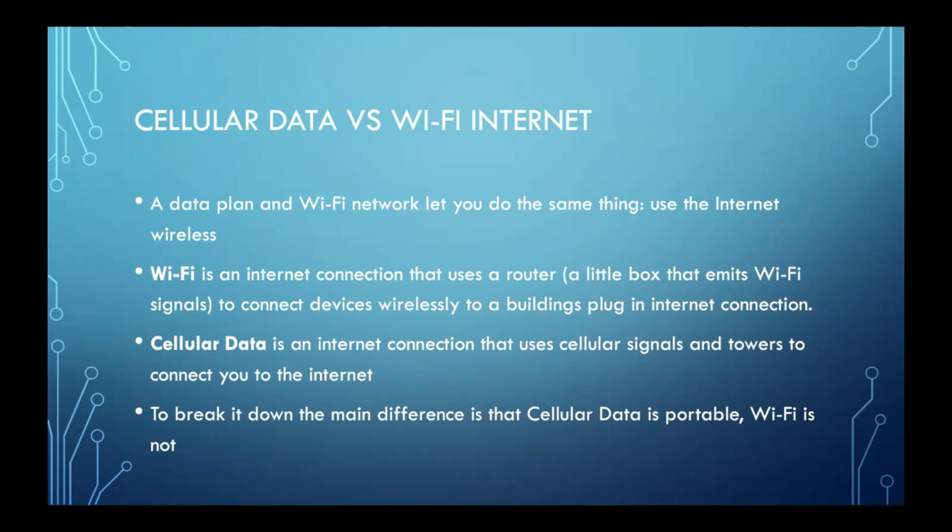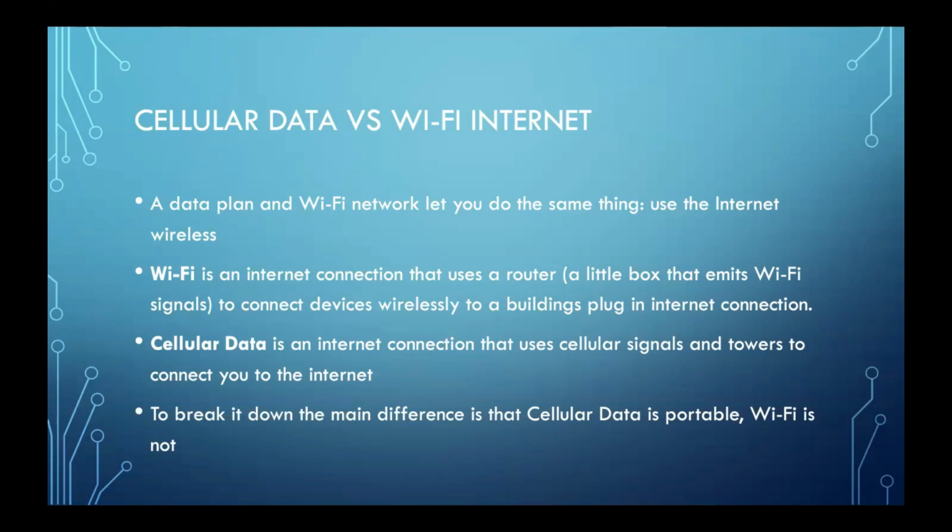They require wireless internet. But to break it down, the difference is that Wi-Fi is an internet connection that uses a router. That little box, sometimes you'll see, emits Wi-Fi signals, and it uses that to connect devices wirelessly to a building's plug-in internet connection. Sometimes they plug into your phone line, or sometimes they plug into this little circular plug in your wall, and that's how they connect the Wi-Fi and the internet and send out that signal.